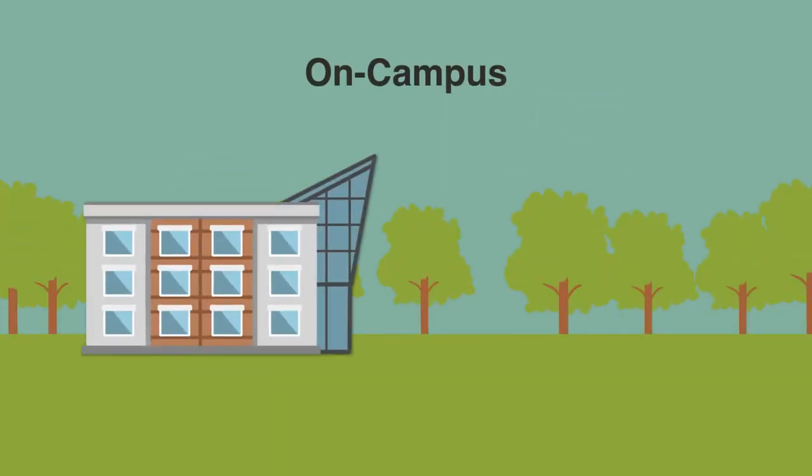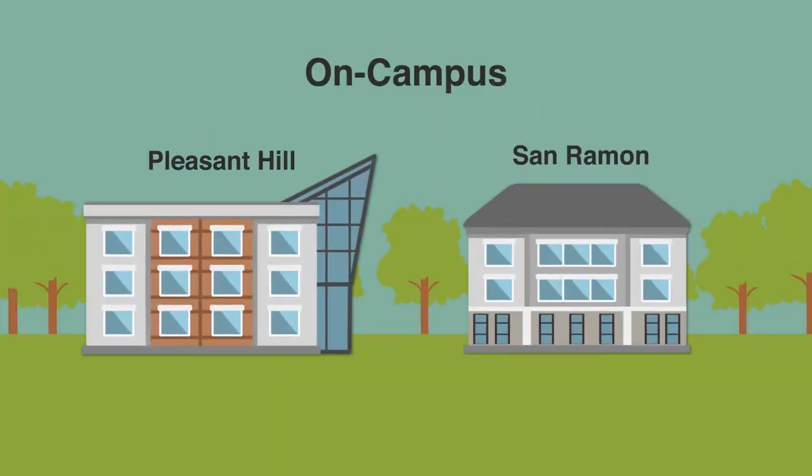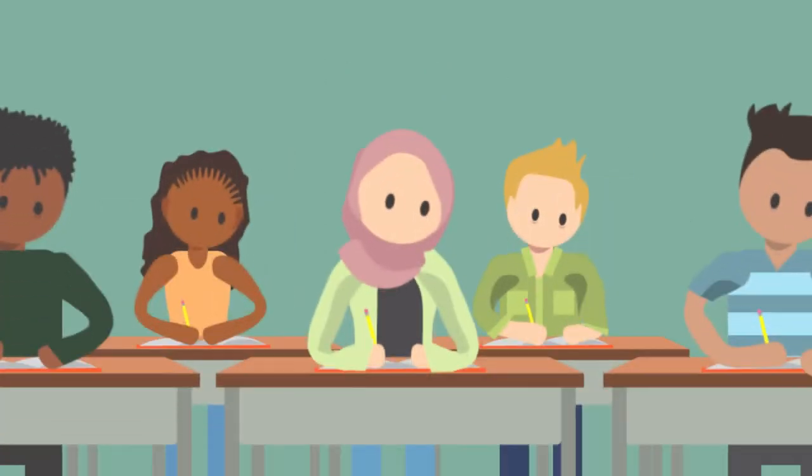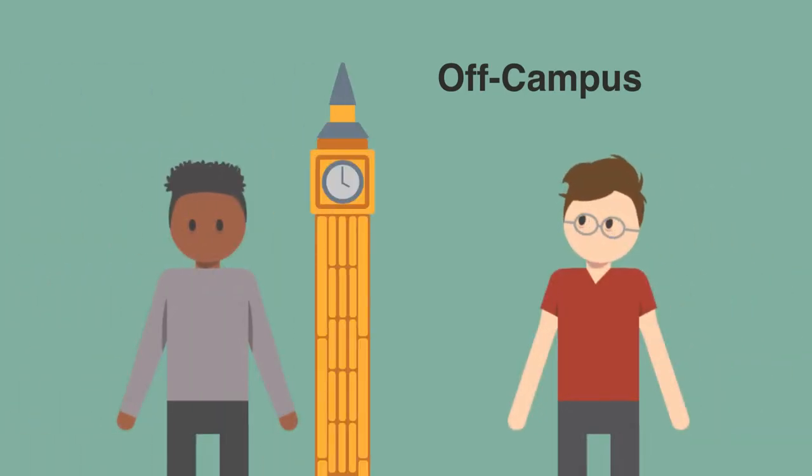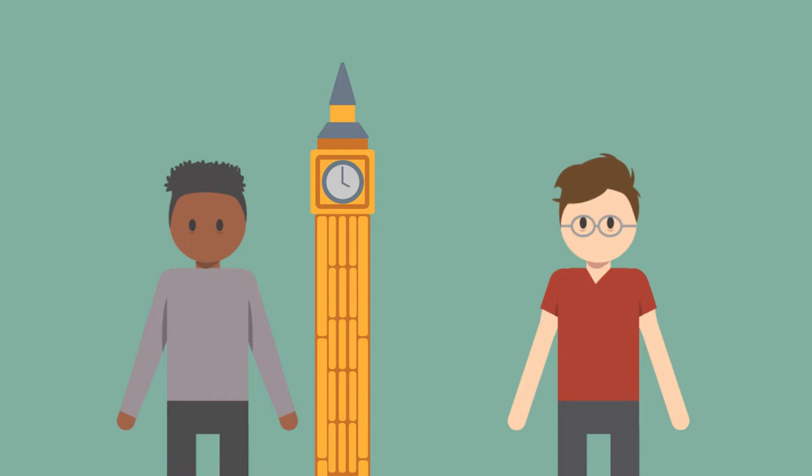On-campus classes are held in person at DVC's Pleasant Hill and San Ramon campuses. They involve an in-person environment with a teacher and other students. Off-campus classes meet in person at an off-site location, like a workplace where you can gain hands-on experience.